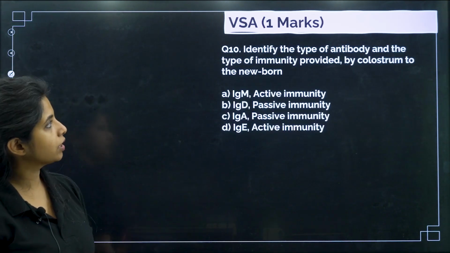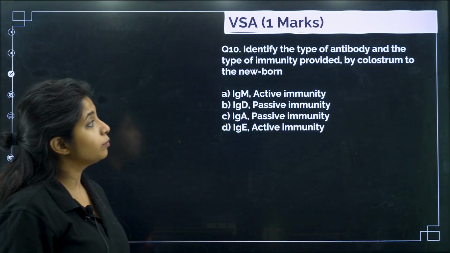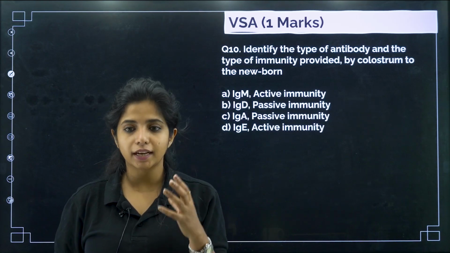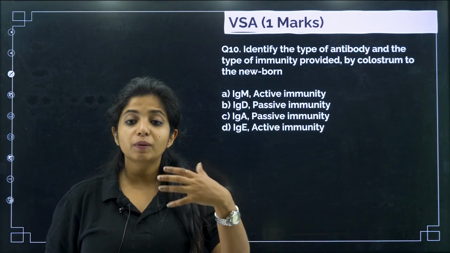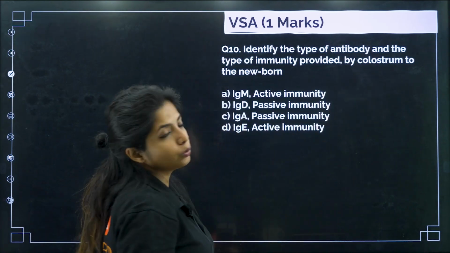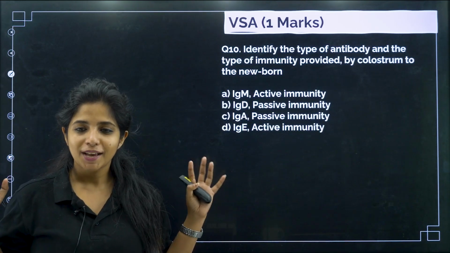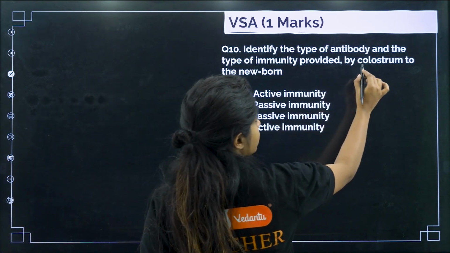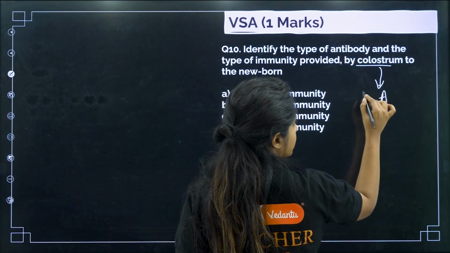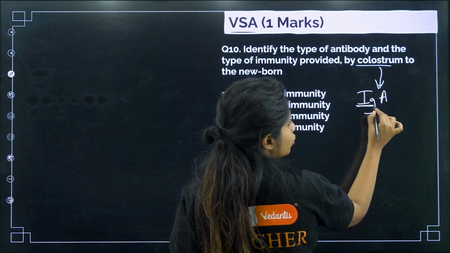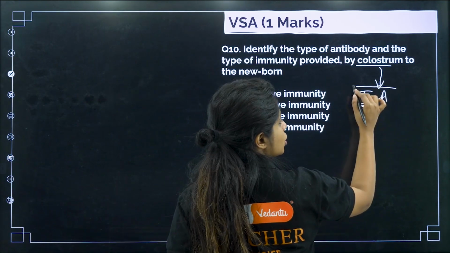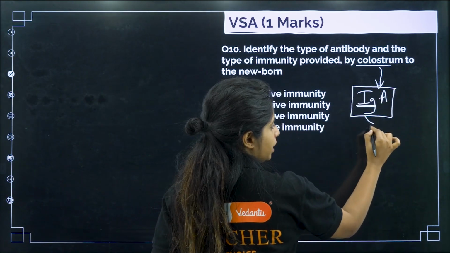Next question. Identify the type of antibody and the type of immunity provided by colostrum to newborn. So colostrum is what? The initial milk that the mother gives during lactation. So it will be yellow in color. In this yellow milk, what type of immunity is provided to the newborn? Basically, colostrum is rich in one type of antibody, and that antibody is IgA. An antibody is also known as immunoglobulin. It's a protein, right? So immunoglobulin A is the antibody which is very much rich in breast milk.